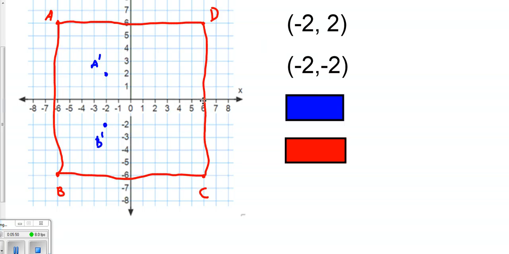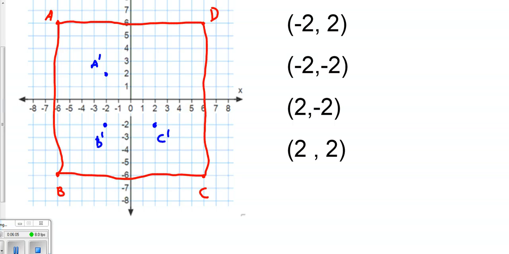C was at 6, -6. So 1/3 of each of those is 2, -2. Be right here. And D was at 6, 6. 1/3 of each of those would make 2, 2. So we'd be right here. Again, it's no longer D, it's D prime.